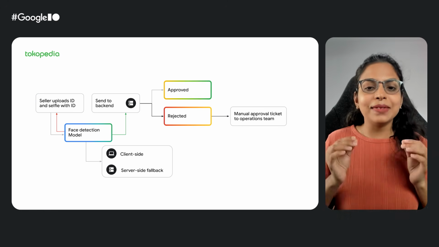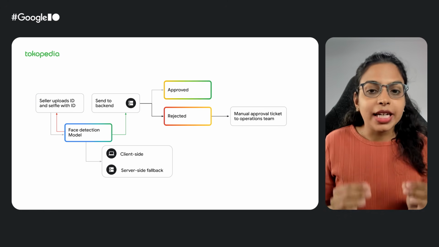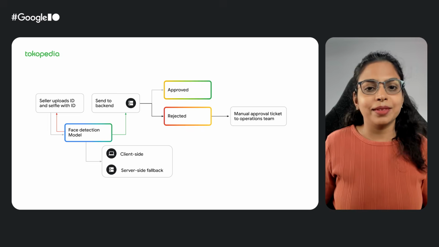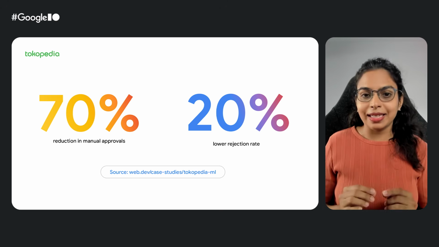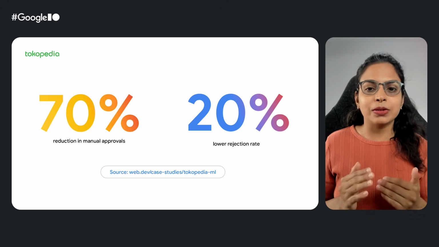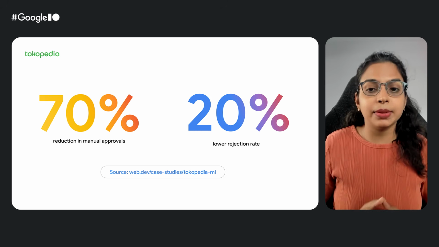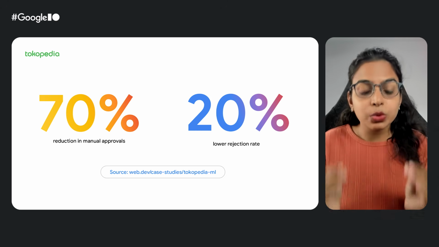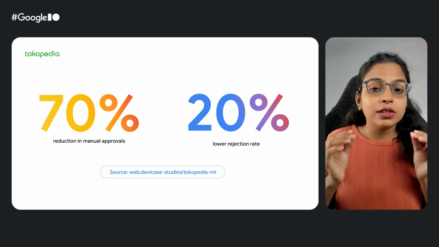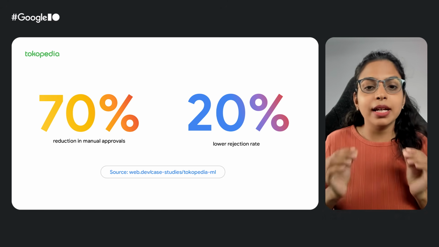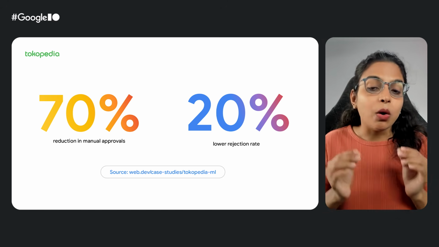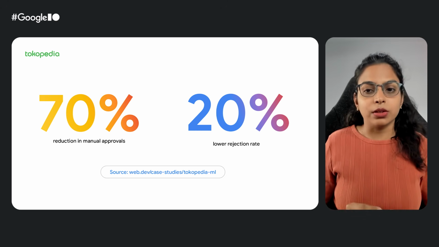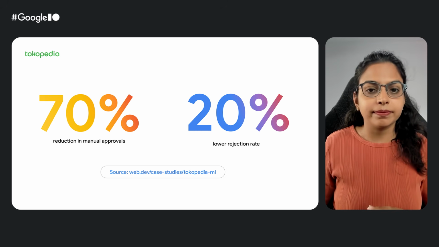As a result of this implementation, the rejection rate significantly improved. To be more specific, the number of manual approvals decreased by almost 70%, and the onboarding rejection rate decreased by over 20%. This not only created a smoother experience for sellers, but also reduced the operational cost for the Tokopedia team.